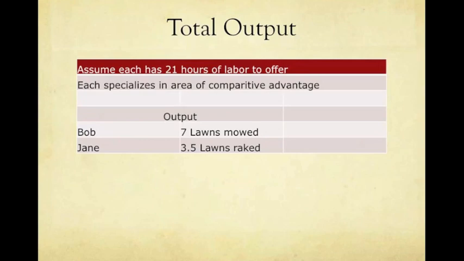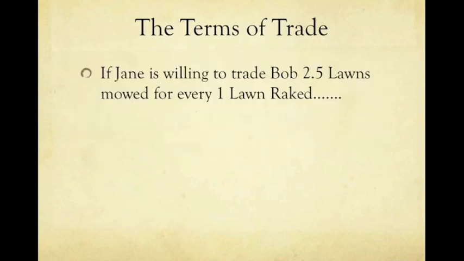Now, let's say that they've specialized. Bob doesn't need 7 lawns mowed. Jane doesn't need to rake 3.5 lawns. So they're going to trade off their excess for the other. So Bob's going to trade off some lawns mowed to Jane, and Jane is going to trade off some lawns raked to Bob. And that is going to occur, let us say, at 2.5 lawns mowed for every lawn raked.